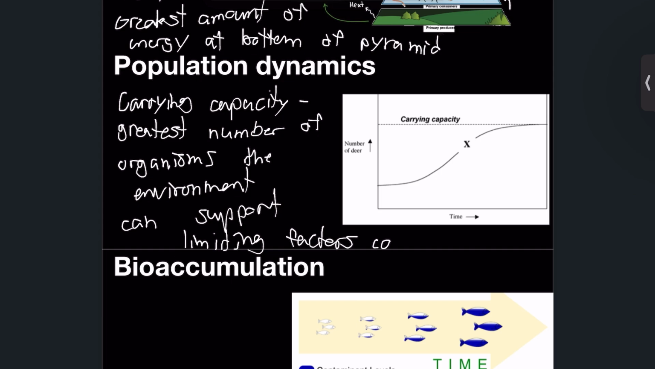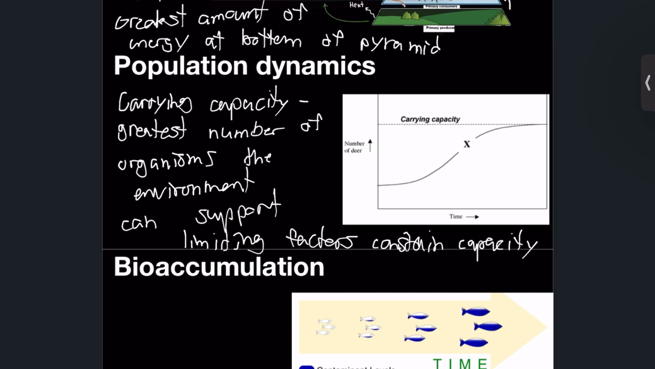So on the right, we have a diagram of the number of deer over time, and we can see that as it approaches the carrying capacity, it obviously slows down, and the number of deer can't go above the carrying capacity. We don't know exactly why, but it could be that there isn't enough food for all the deer, or there are too many predators for the deer, but the deer population can only reach that maximum, which is the carrying capacity. Okay.